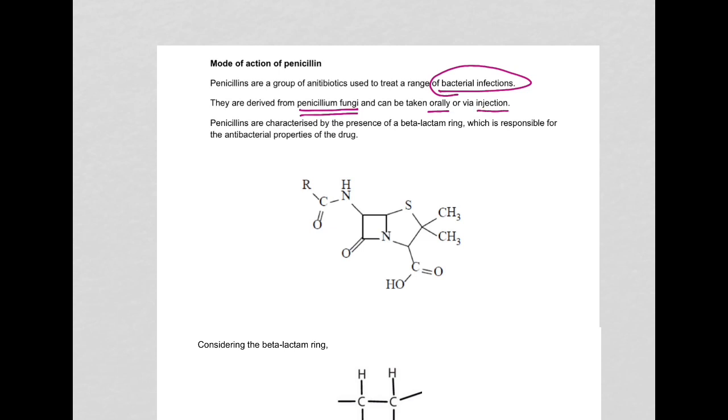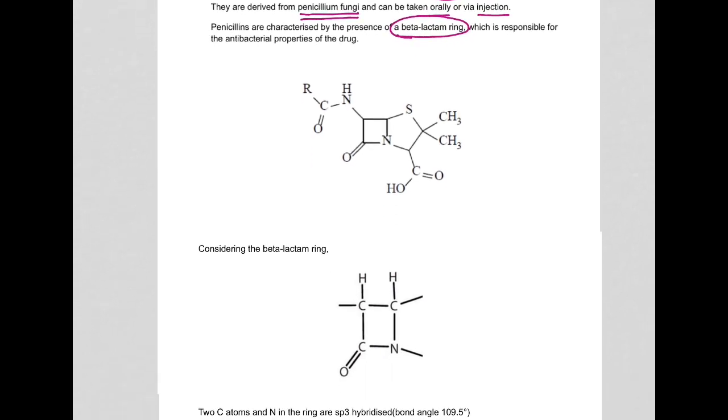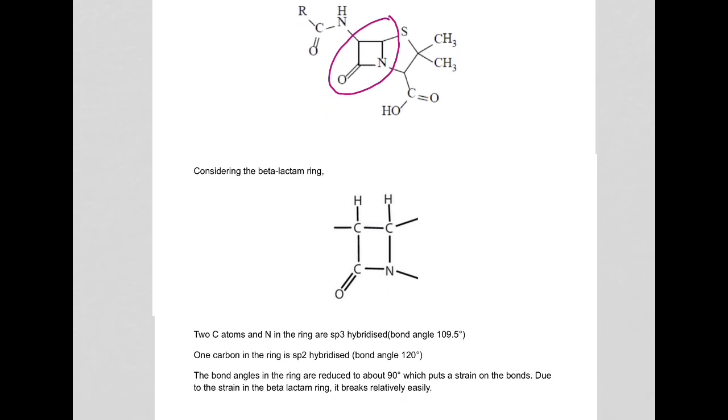Now, all penicillins are characterized by the presence of a beta-lactam ring. This is the beta-lactam ring here, and you will see the beta-lactam ring in all penicillins. This is responsible for the antibacterial properties of the drug. So this is how it looks.